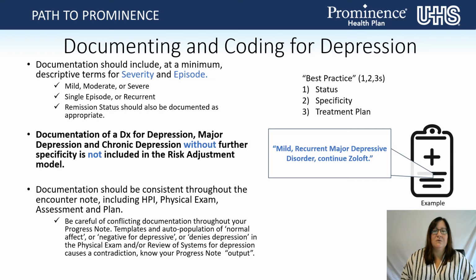Documentation should be consistent throughout the encounter note, including your HPI, physical exam, review of systems, assessment, and plan. Be careful of conflicting documentation throughout your progress note. Templates and auto-population of normal affect or negative for depression or denies depression in the physical exam and/or review of systems for depression causes a contradiction. So know your progress note output. Once you've completed your progress note and signed off on it, view the output to ensure it's not bringing in descriptive terms that create a contradiction for the depression.